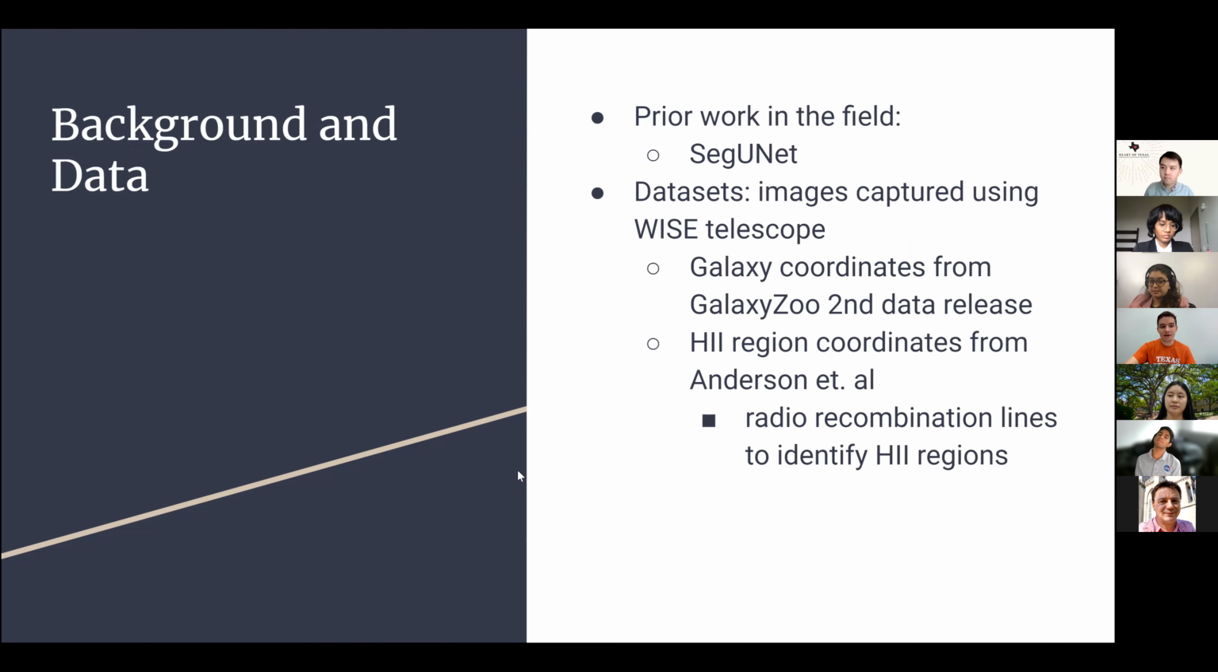So, background and data. For our training data set, we used a couple different pre-assembled repositories, 4,900 labeled H2 regions and about a similar number of galaxies. A lot of the H2 regions were classified using radio recombination lines, and others with forbidden line spectra.